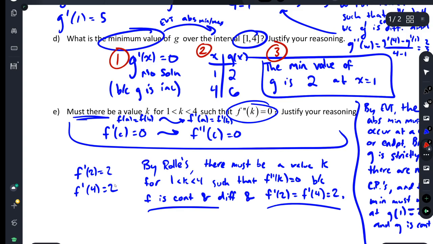So here it was 2 and 2. And I would say by Rolle's, there must be a value such that, and then my because is f is continuous and differentiable, and then I need to show those 2 numbers being equal to each other.